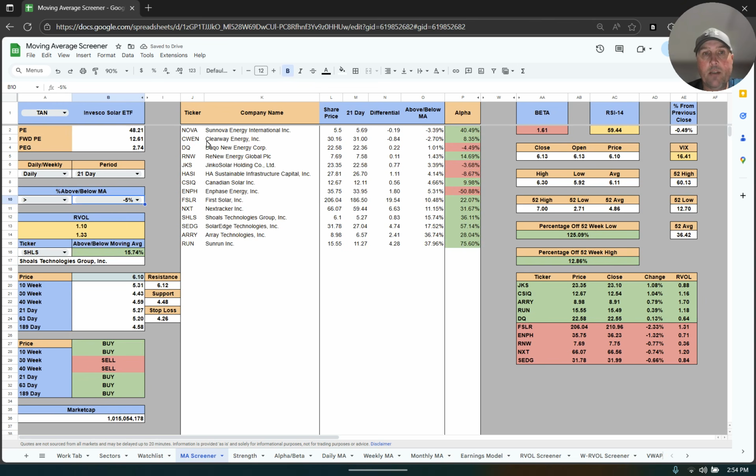So I see two stocks here, Nova and CWEN. We have the price, we have all the moving averages and what they are right here. We have resistance, support, stop loss. That's just a guide, not a suggestion.